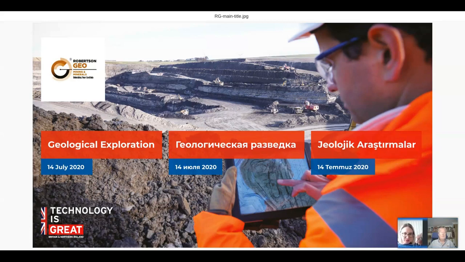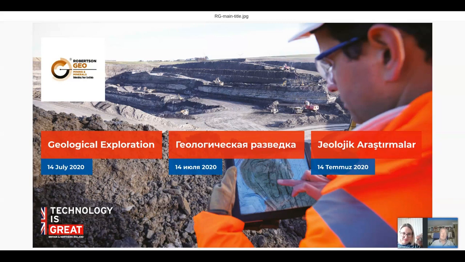The second question, how do Robertson Geologging probes stand out from other companies' offers? Okay, so Robertson, as I mentioned, has been in existence for 40 years. The company was really the pioneer of slim holes, so that's narrow bore logging, the tools in which we specialize.